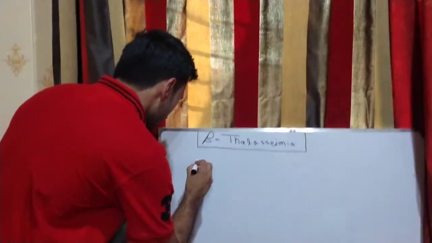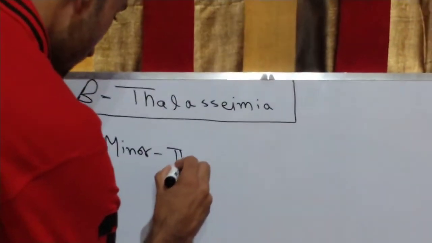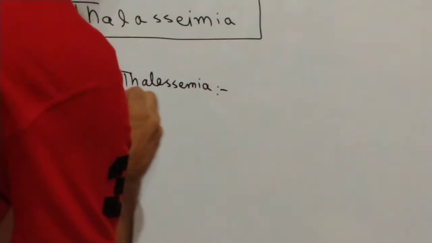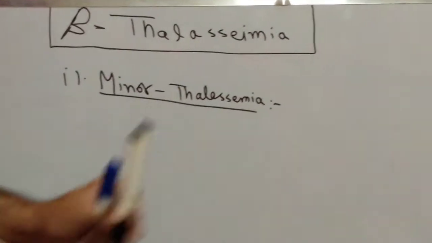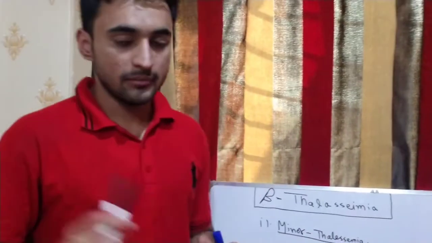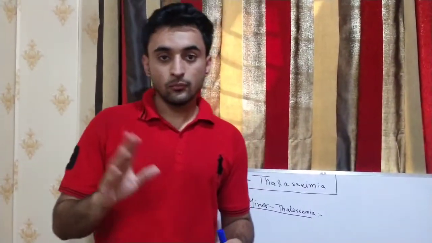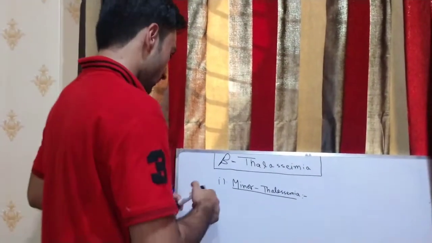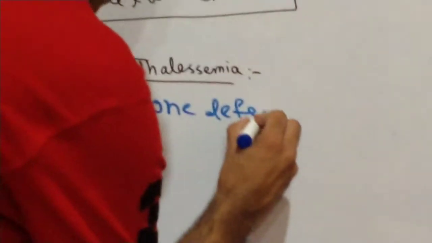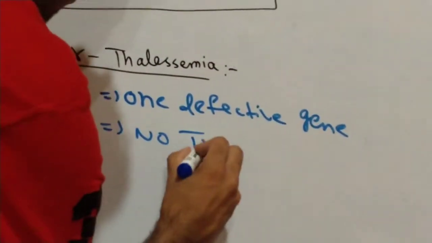Now first of all, discussing the minor thalassemia, which is the first type of the beta thalassemia. Now what is the minor thalassemia? In the minor thalassemia, out of two genes, one gene is defective and one gene is healthy. So that's why this minor thalassemia is not as lethal as the major thalassemia, because in this particular disease, one defective gene is present and one healthy gene. So that's why no treatment is required.